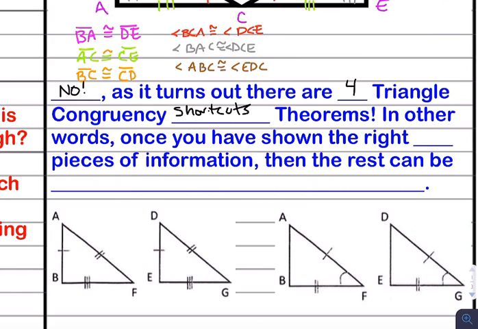Now remember, a theorem is just an idea. It's just a thing out there in geometry that represents a thought, an idea that we can prove or disprove to be true. In other words, we're going to show that this actually only needs 3 pieces of information, the rest can be safely assumed to be true.